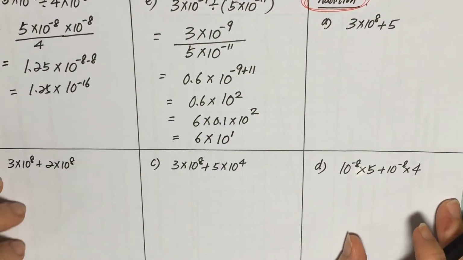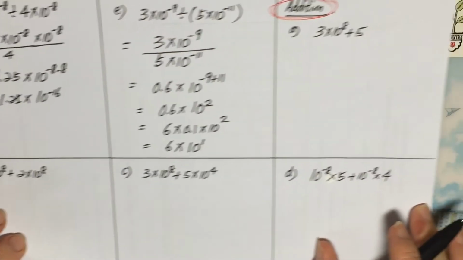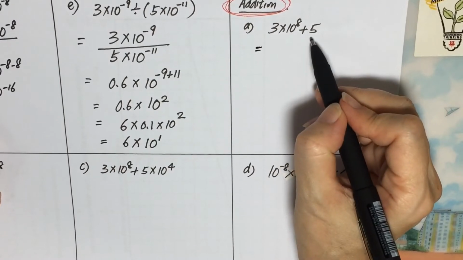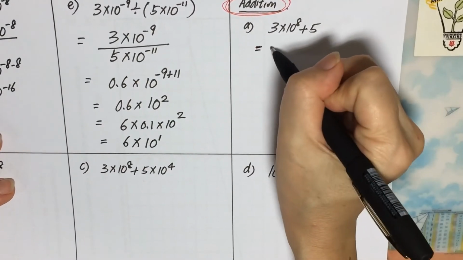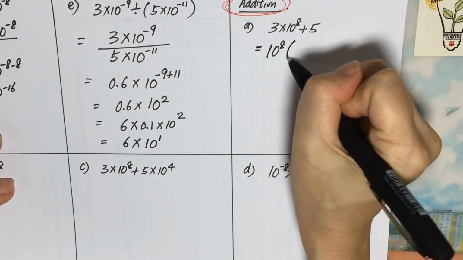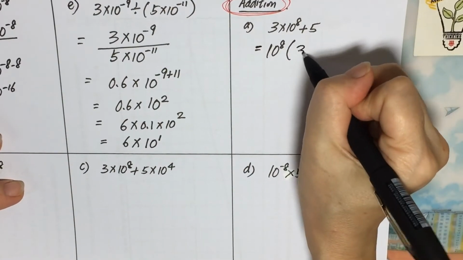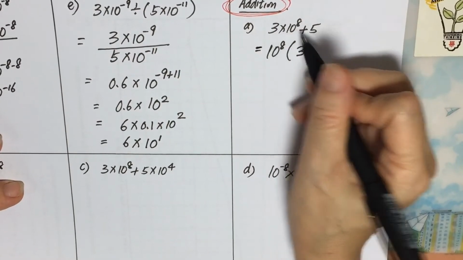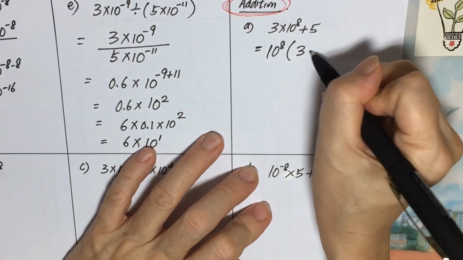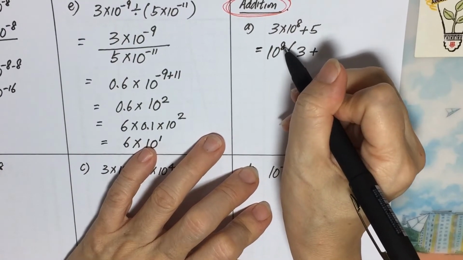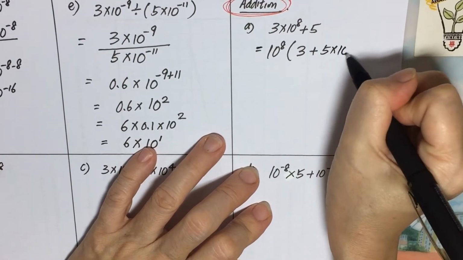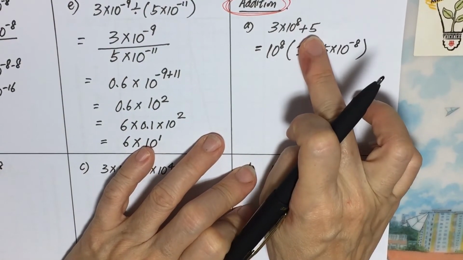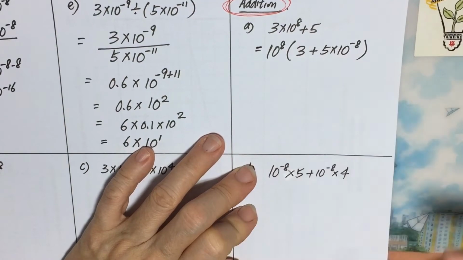Okay, this is for division. Next is addition. This is a huge number, this is a small number. So what we can do is take out 10 to the power of 8 as the common factor. So I'm getting 3 for the first term, because 3 times 10 to the power of 8 is this whole thing. But what about 5? If I take out 10 to the power of 8, I need to have 10 to the power of negative 8 here, so that when I multiply this with this, I'm still getting my 5 there.